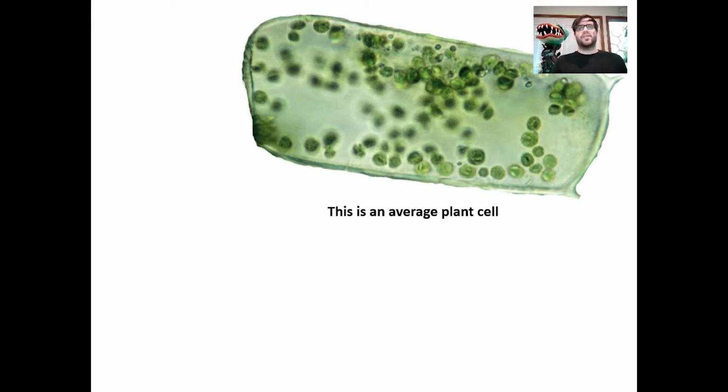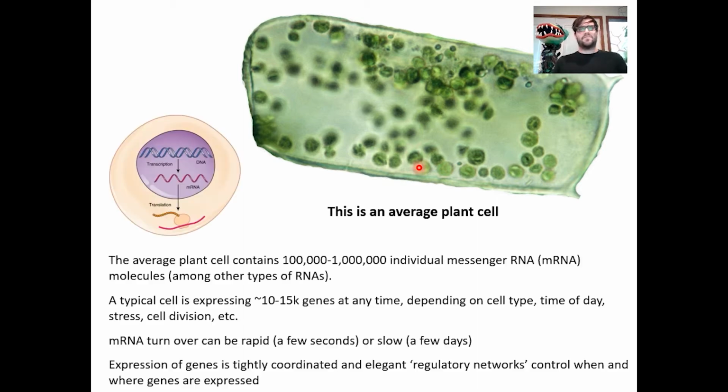And so what I'm showing here is an example of a leaf plant cell. So you can see that this plant cell has tons of chlorophyll, so these are what do photosynthesis. And the average plant cell contains between 100,000 and 1 million individual messenger RNAs or mRNA molecules, among many other types of RNAs, such as long non-coding RNAs, small RNAs, etc. And a typical cell is expressing 10 to 15,000 genes at any time, depending on the cell type, the time of day, if it's stress, cell division, etc.